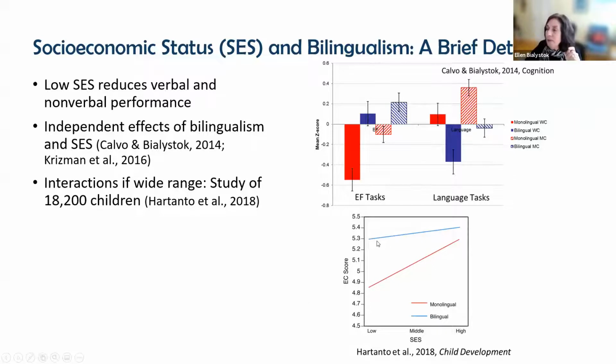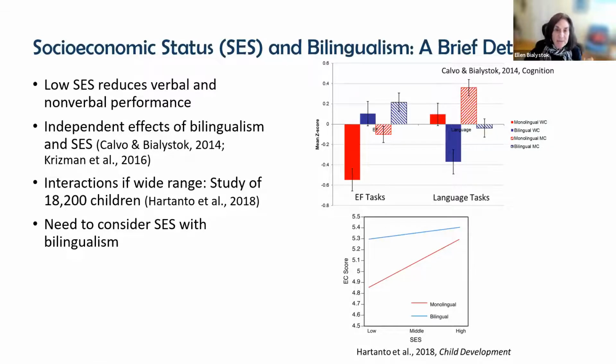One is the blue line is always higher than the red line. The bilinguals are always doing better on the executive function tasks. But the interaction effect is that the gap is greatest at the lowest levels of SES. Okay, so there's a greater deficit for monolingual children in the lower SES groups. So we have to think about SES.